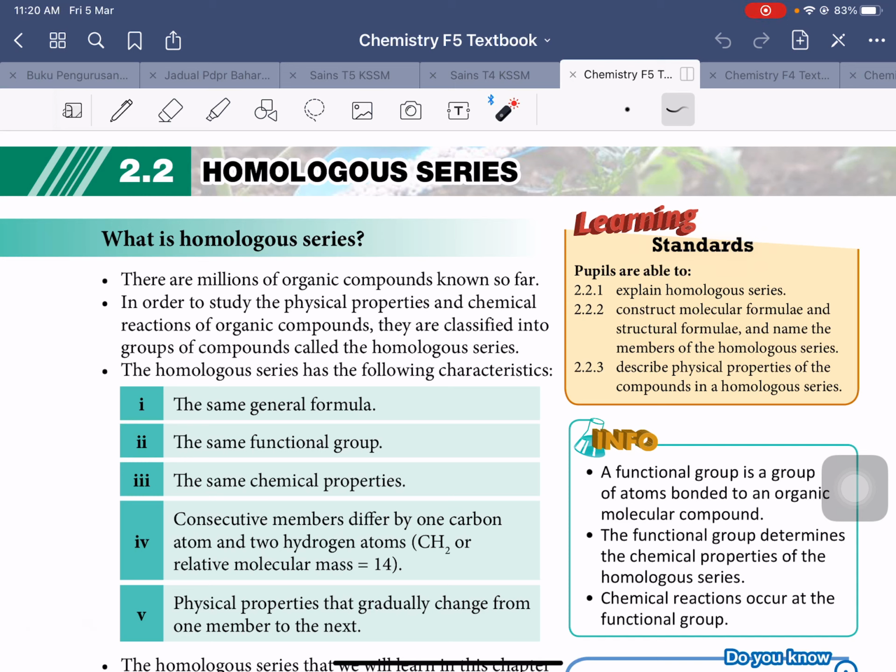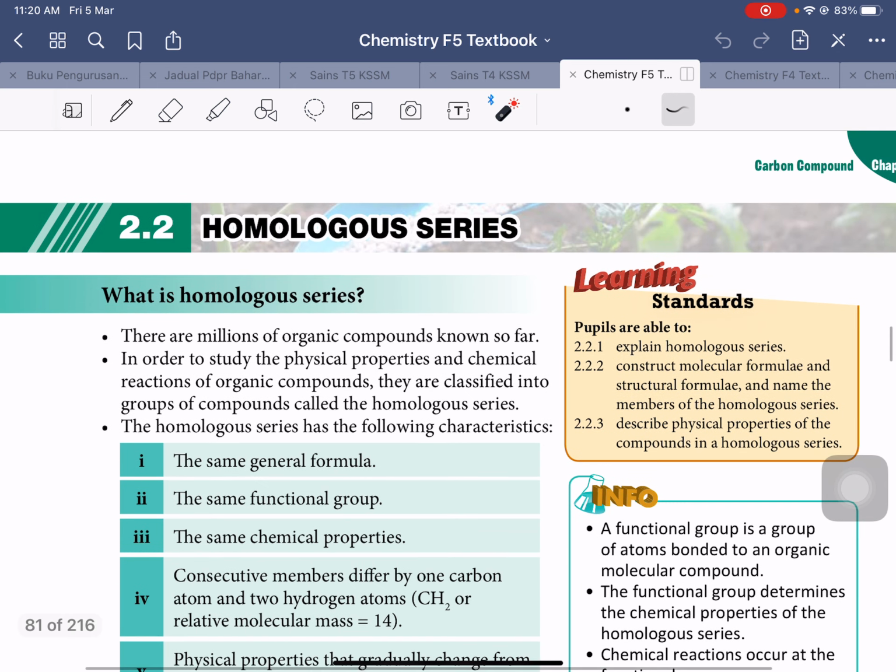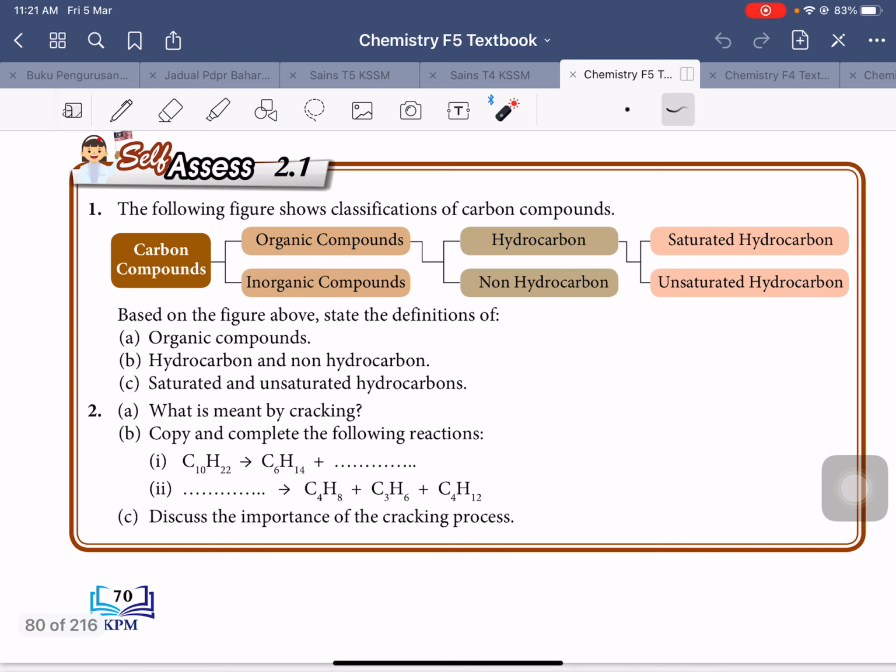Good morning, class. Today we are going to enter subtopic 2.2, homologous series. We are in chapter 2 from Form 5 right now. I hope you still remember that in the last lesson you were learning about carbon compounds. Carbon compounds are divided into two: one is organic, one is inorganic.